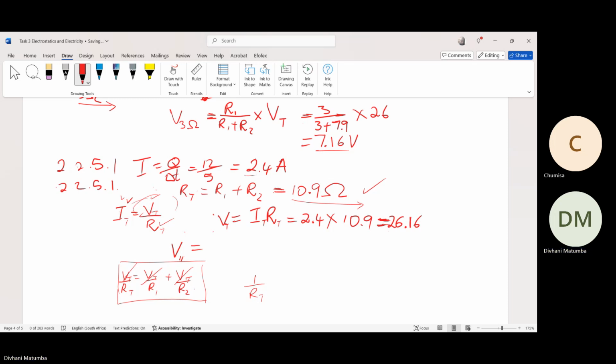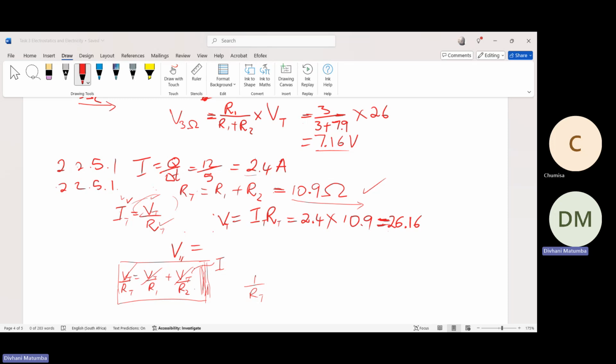So from now onwards, don't even think about this formula. I was just using it to show how we got to the formula of 1 over R. What I was doing there was just adding the currents, because V over R is actually a current. You agree? Yes, sir.